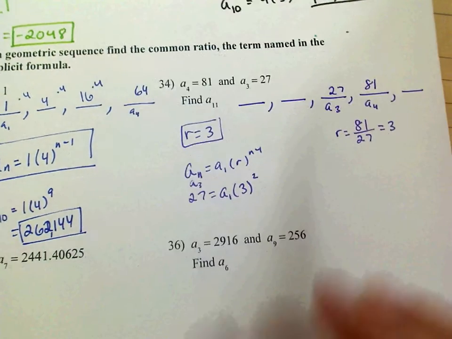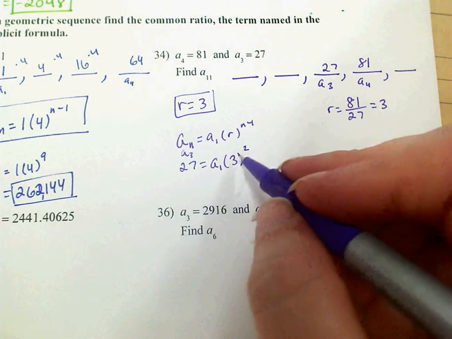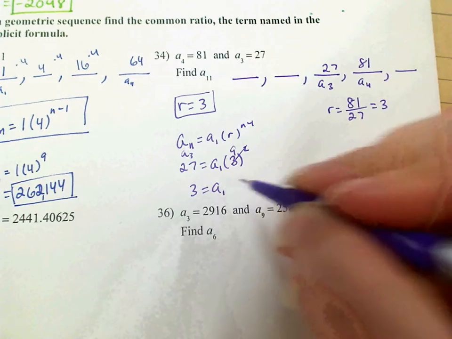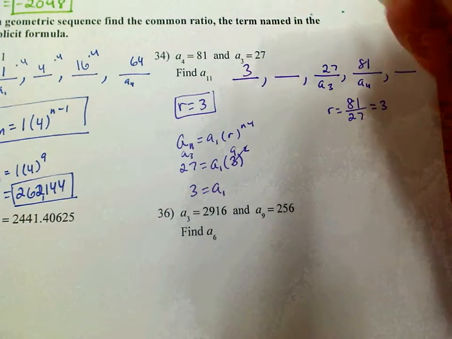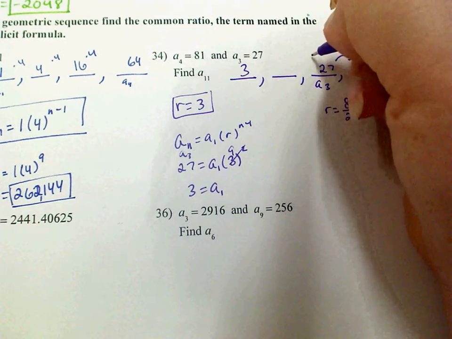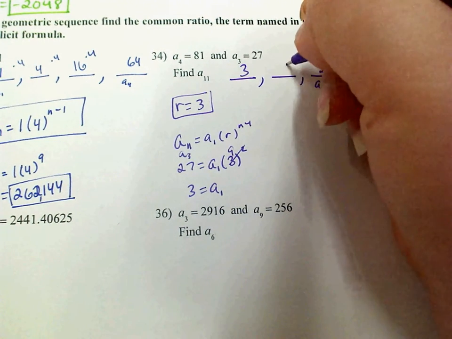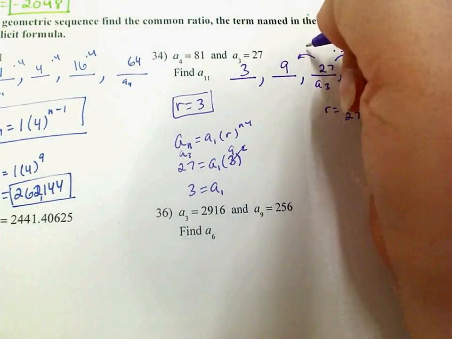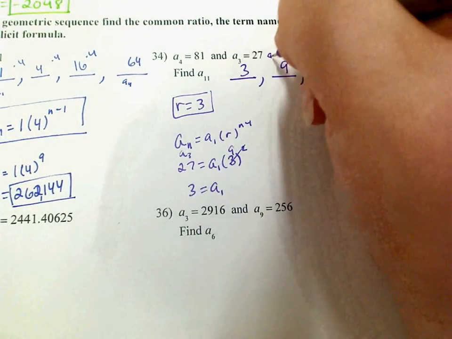Okay? So then that's 9. If I divide by 9, I get 3 equals a sub 1. Now, I could work it a different way, though. If I multiply by 3 going this way, then what I could do is just divide by 3 going that way. 27 divided by 3 is 9. 9 divided by 3 is 3. So going backwards, you divide by 3 instead of multiplying by 3.